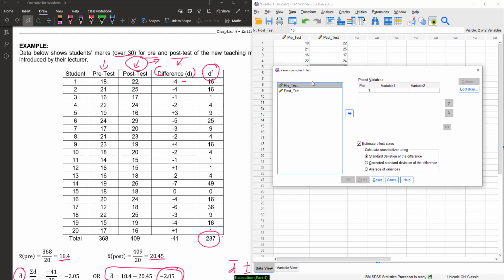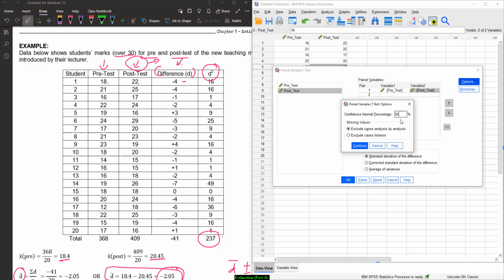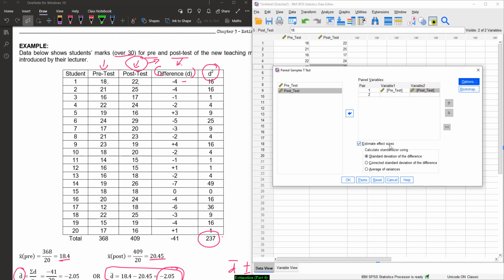So click on paired sample t-test, you akan nampak this kind of dialog box. So we have all the variables in the data set on the left hand side. On the right hand side, the box contains pair 1, variable 1, variable 2. So you just input variable pre-test on variable 1, post-test on variable 2. Cukuplah sebab kita ada dua saja kan. And then option, you can choose whether you want 95% or 99% confidence interval. Right, by default is 95%. Click continue. And estimate effect size, we don't want this one. Right, and just click OK.